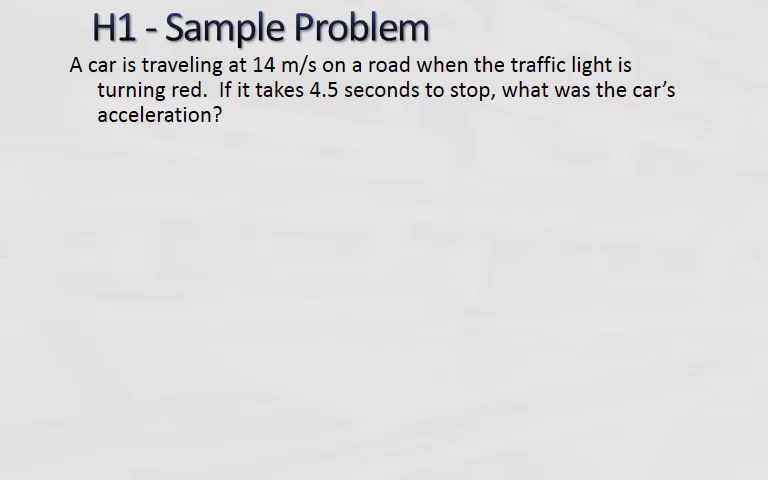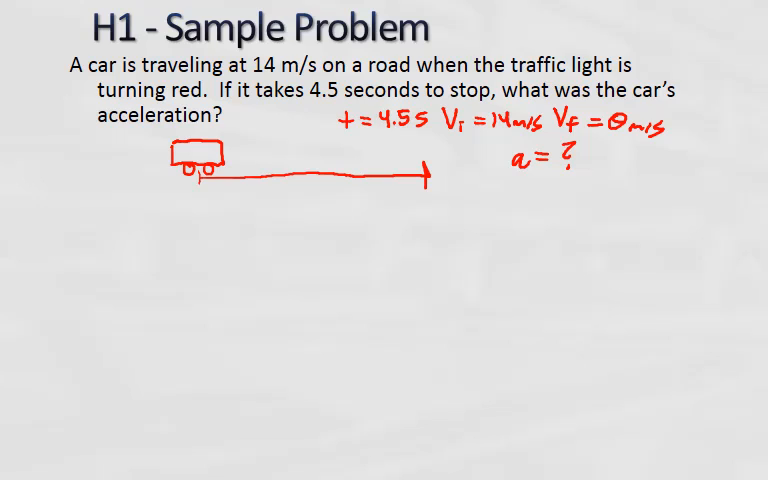So for this one we have a car that's going 14 meters per second on the road. The traffic light turns red and it takes 4.5 seconds to stop. We want to find the car's acceleration. We know those variables, so see if you can figure out which one of those three equations will help you find the acceleration. The biggest thing here is identifying what those variables are. So go ahead and pause the clip and give this a try, and when you're ready to check, you can hit play to continue.